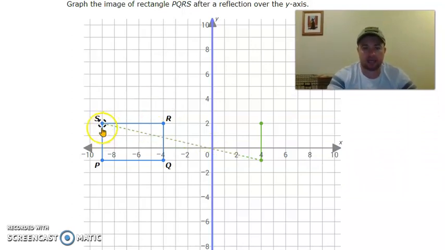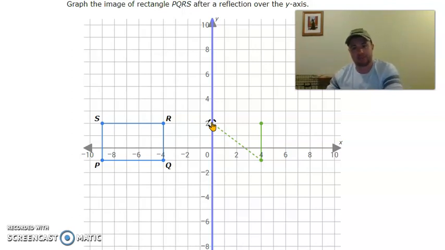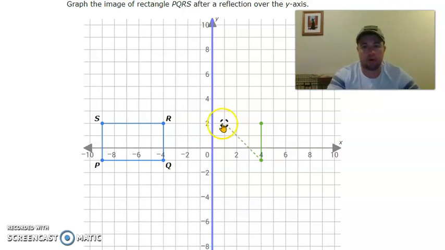Now I'm going to look at S. Here's S. How far is S from the mirror? 1, 2, 3, 4, 5, 6, 7, 8, 9. So it's 9 spaces away from the mirror, which means when it reflects, it's going to be 9 spaces away because it's a perfect mirror image. So I'm going to count. 1, 2, 3, 4, 5, 6, 7, 8, 9.